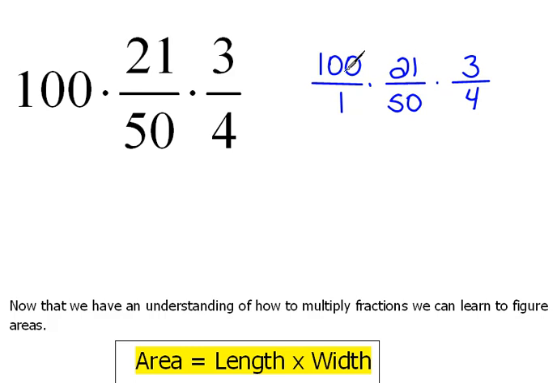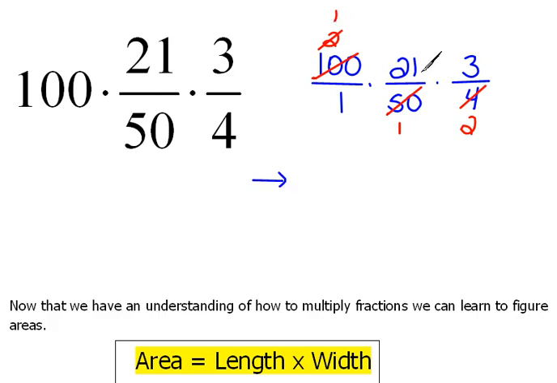Okay, so now we can begin canceling to make it a little bit easier. I notice that 50 goes into 50 once and it goes into 100 two times. And then I also notice that 2 and 4 will cancel. 2 goes into 2 once and 2 goes into 4 two times. Now, nothing else will cancel. The 3 and the 2 won't. The 21 and the 2 won't.